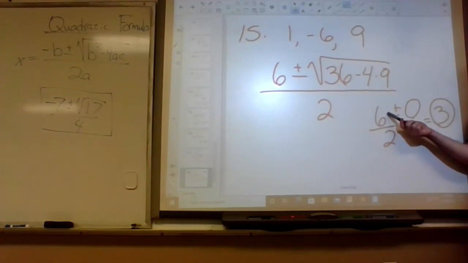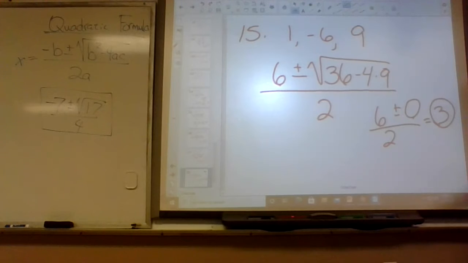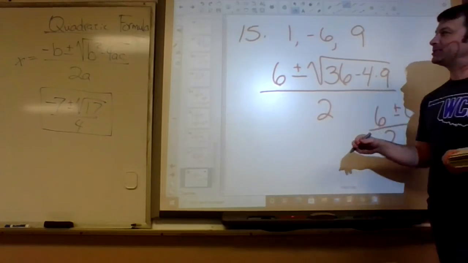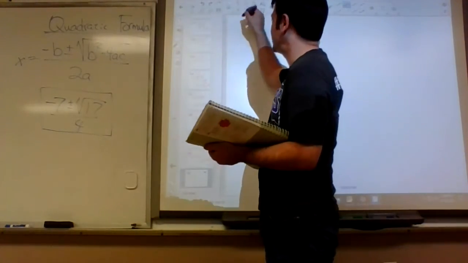Wait, Mr. Jordan, I said 6 plus 0 over 2, 6 minus 0 over 2. Why is it not 3 over 2? 6 plus 0 is 6, divided by 2 is 3. Our arithmetic skills are lacking. Number 17.